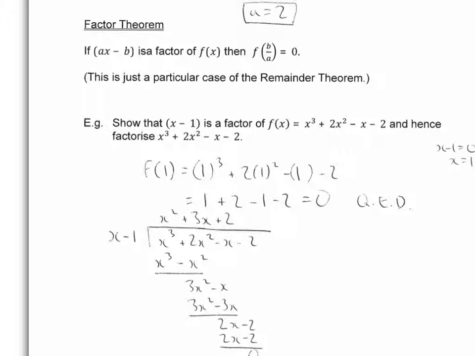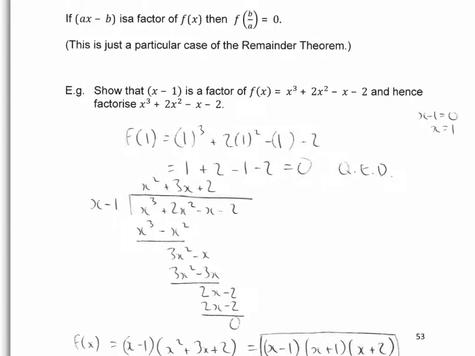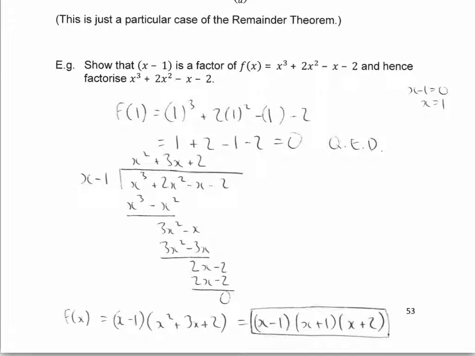So that's all a bit kind of, I don't know, vague. So let's have a look at this in action. So, let's move up a bit. So, first thing, it says, show that x minus 1 is a factor of this.